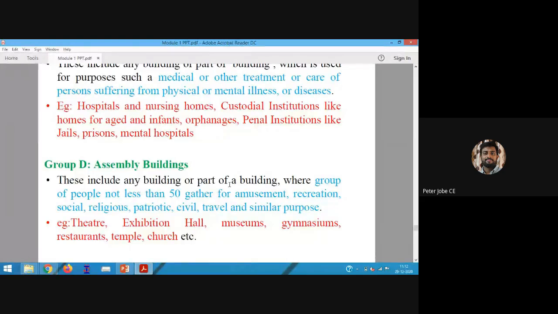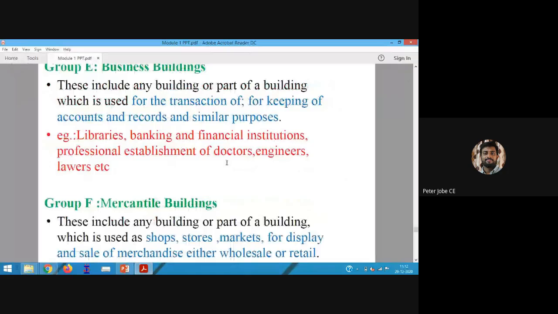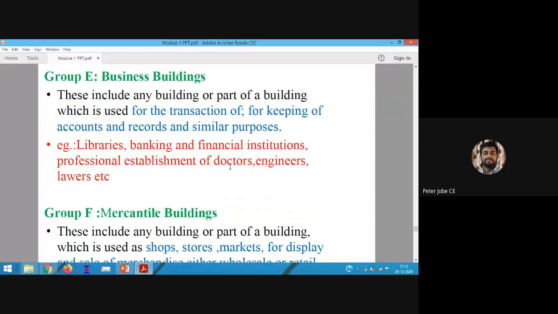It's known as assembly buildings, where a group of people not less than 50 might gather for amusement, recreation, social, religious, or patriotic, civil, or any other purpose. This is known as assembly buildings. So all these different groups of buildings will have different modes of construction or different quality of construction required, and also the distribution of useful area will be different for different buildings.